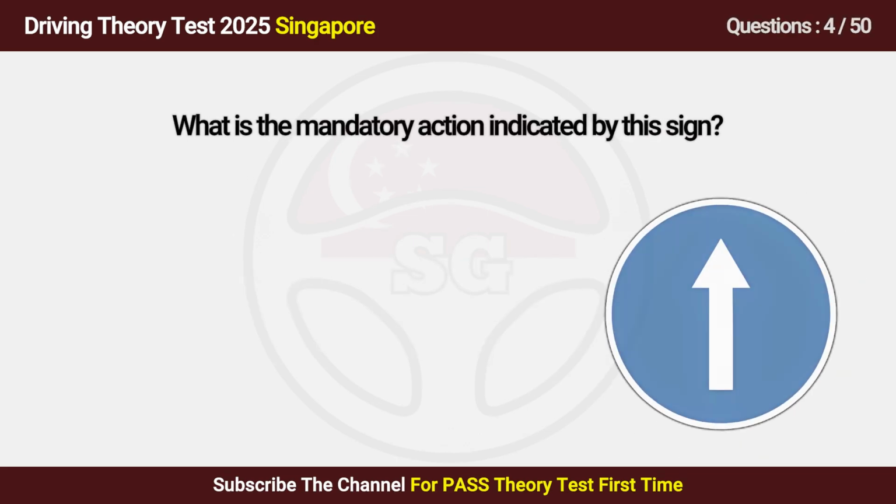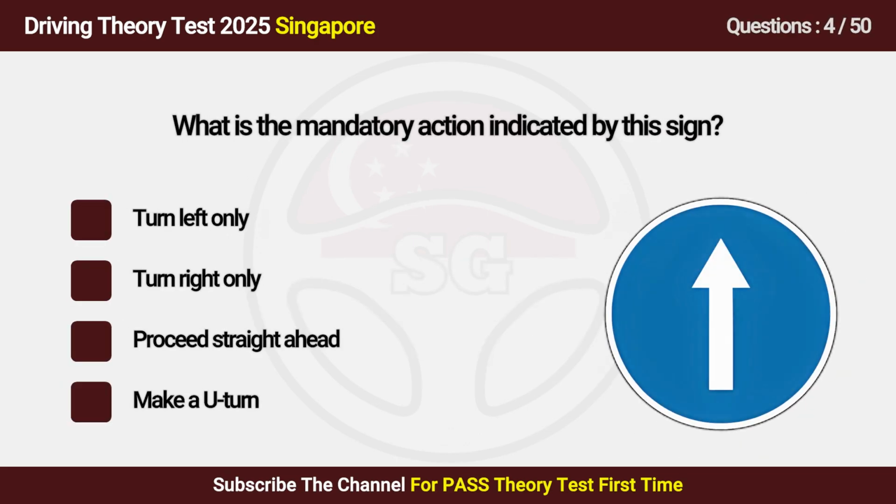Question 4. What is the mandatory action by this sign? A. Turn left only. B. Turn right only. C. Proceed straight ahead. D. Make a U-turn.